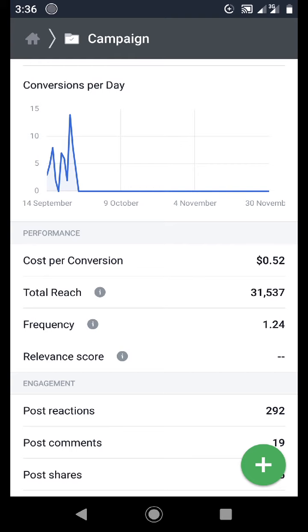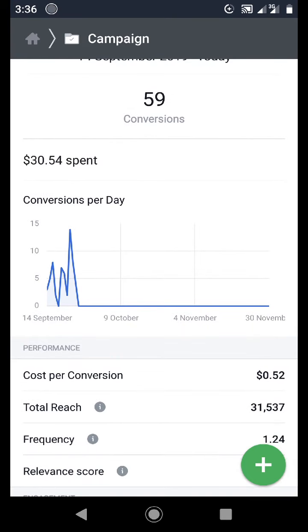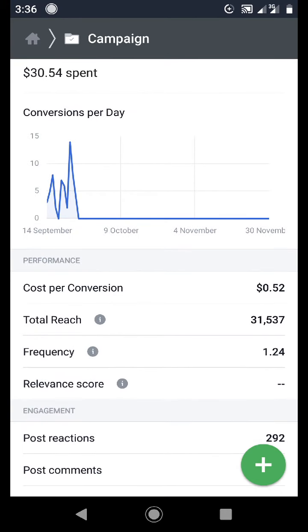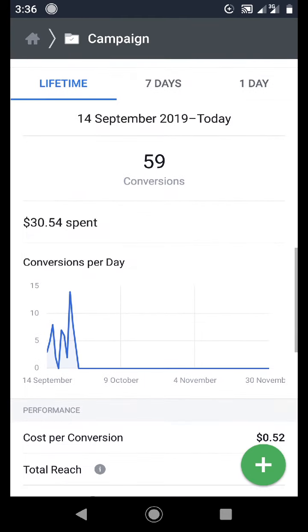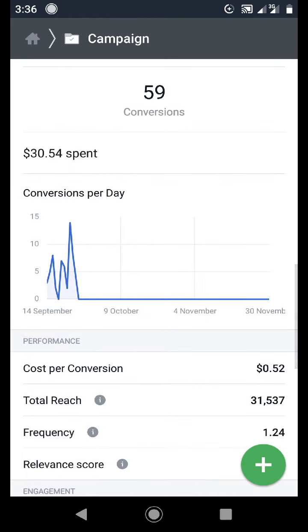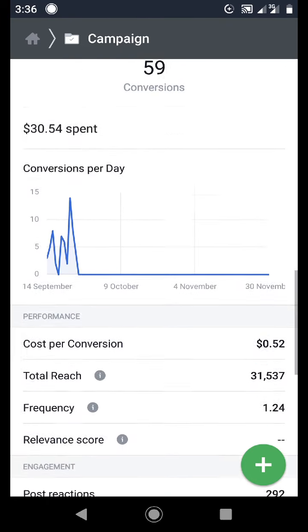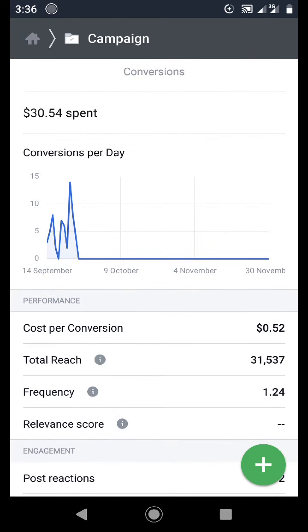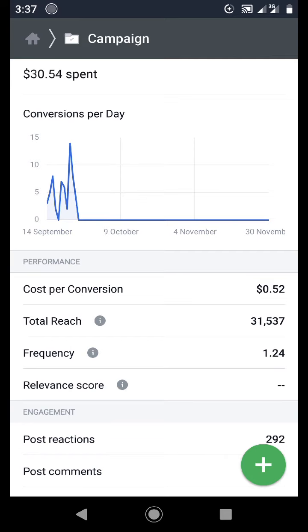It's fairly cheap compared to if I used a very non-attractive image and I'm being charged way higher. Now you see a lot of people saying, you might be seeing 52 cents per conversion. Don't get it twisted. This is not a high-end product. It's not a product that is worth 20,000 and above. It's a somewhat cheap product, so that's why you see the conversion value very low.